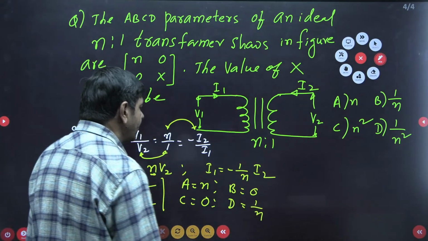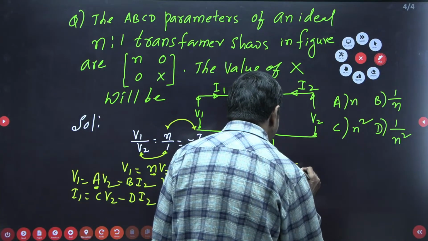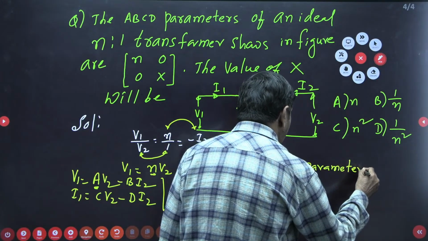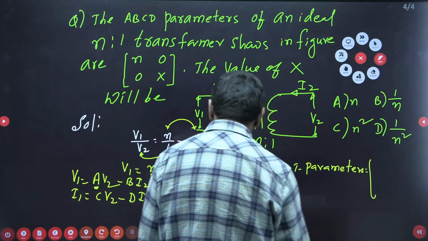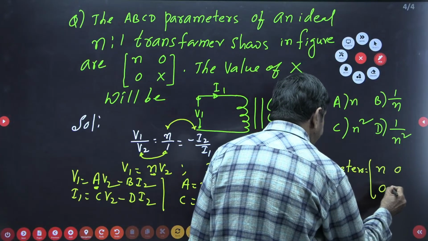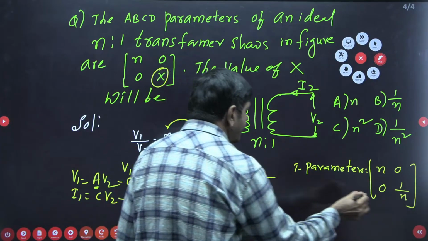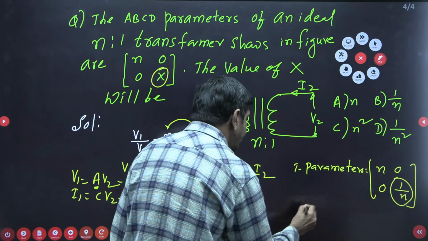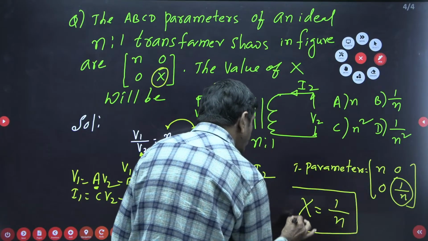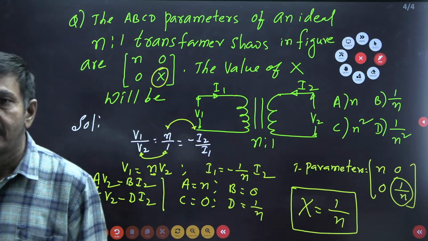Now I can write the T parameters directly: N, 0, 0, 1 by N. Now you can make a comparison. What is X? X equals 1 by N. This is the required solution for this question. This is the way we can tackle this question.